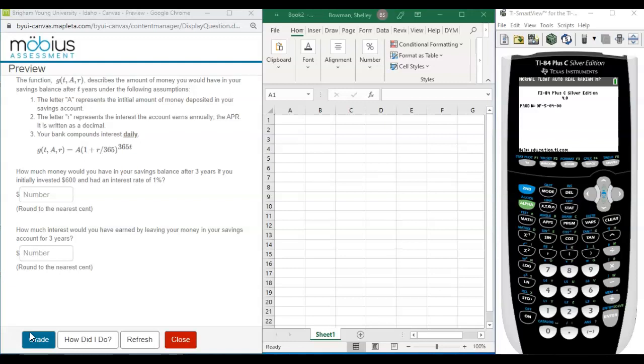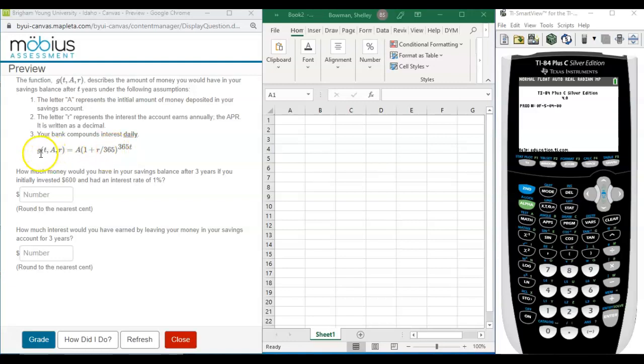So in this case, we have this formula here. The compound is usually represented by the letter N. They've already substituted that in here for us as 365, since there are 365 days in a year. If it was compounded quarterly, then we would put a 4 here. If it was compounded monthly, both of these places we would put a 12.